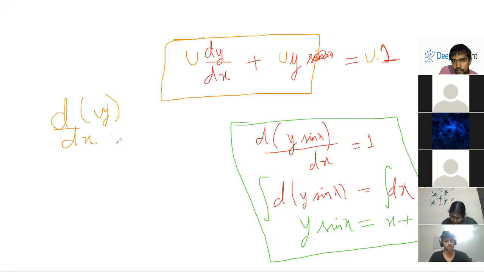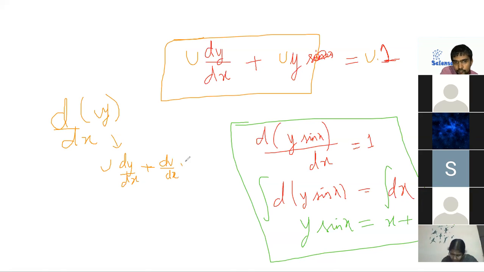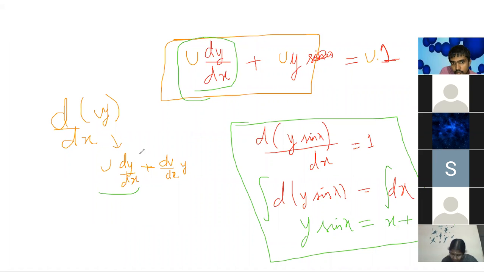What is d by dx of uy? It's u dy by dx plus y du by dx, the uv rule. First fellow leave aside, second fellow you do derivative. Then you differentiate the first fellow, leave the second fellow as such. Do you have u dy by dx here? You have it. Do you have the second fellow here? You don't. You only have y.